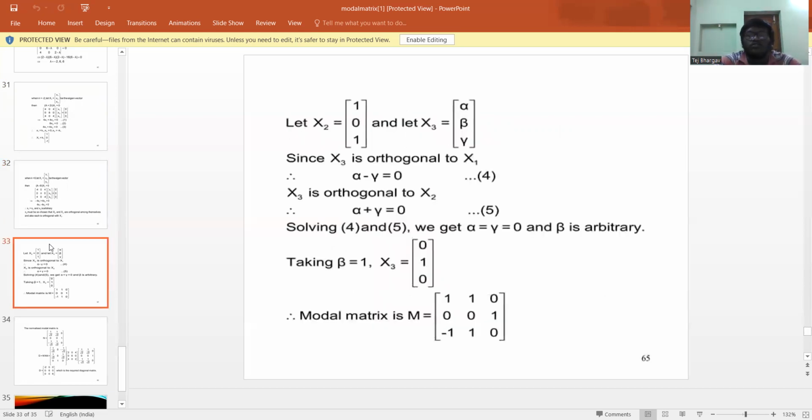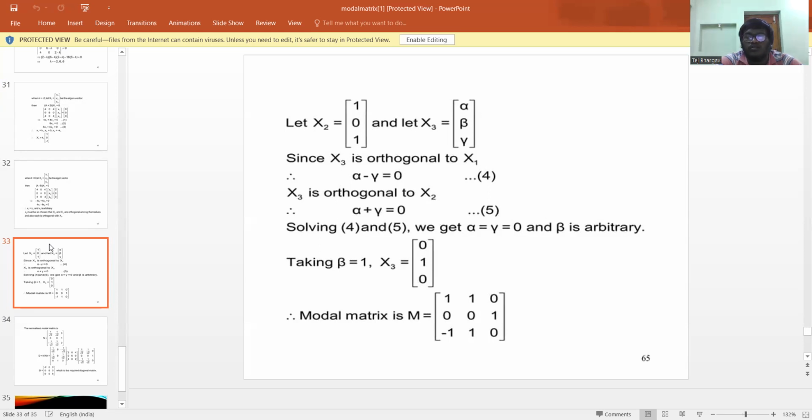Let X2 is equal to [1, 0, 1]. Let X3 is equal to [alpha, beta, gamma]. Since X3 is orthogonal to X1, alpha minus gamma is equal to 0. X3 is orthogonal to X2, so alpha plus gamma is equal to 0. Solving these two equations, we get alpha is equal to gamma is equal to 0. Beta is arbitrary. Taking beta is equal to 1, X3 is equal to [0, 1, 0].